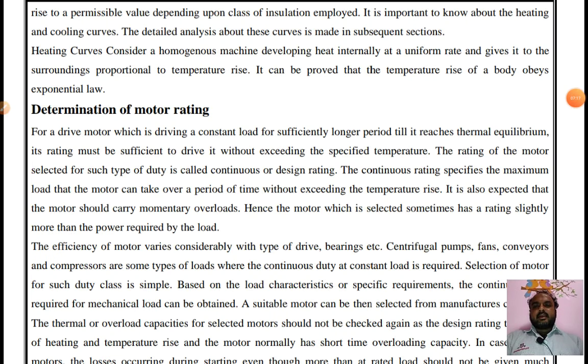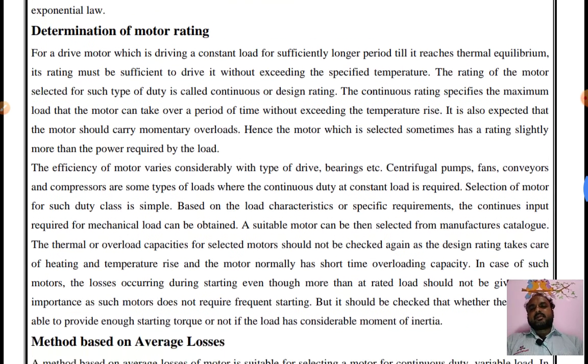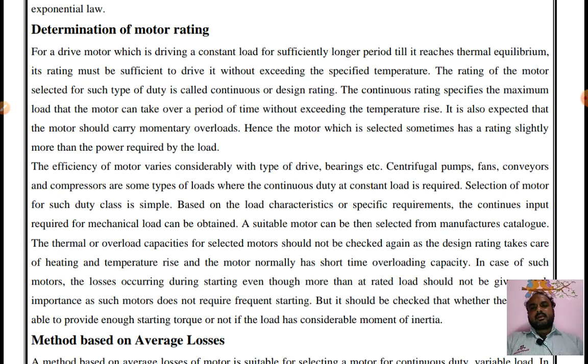Consider a homogeneous machine developing heat internally at a uniform rate and giving it to its surroundings proportional to temperature rise. It can be proved that the temperature rise of the body obeys an exponential law. Next one, determination of motor rating. How to determine the motor rating? Based on the load, based on the application.